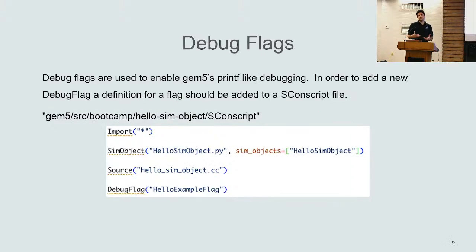gem5 has a really nice feature that facilitates printf-like debugging. And there you can enable different printfs by specifying different debug flags. So when you add a printf-like statement, you can specify only print this when this flag is enabled. And in order to add a debug flag, we can add a definition for it in any SConscript. So let's go ahead and do that. Let's add a debug flag for our SimObject.